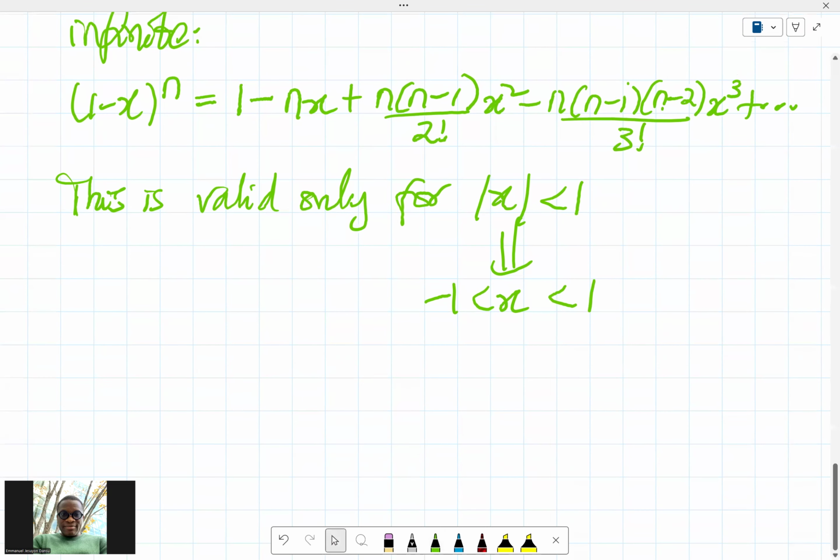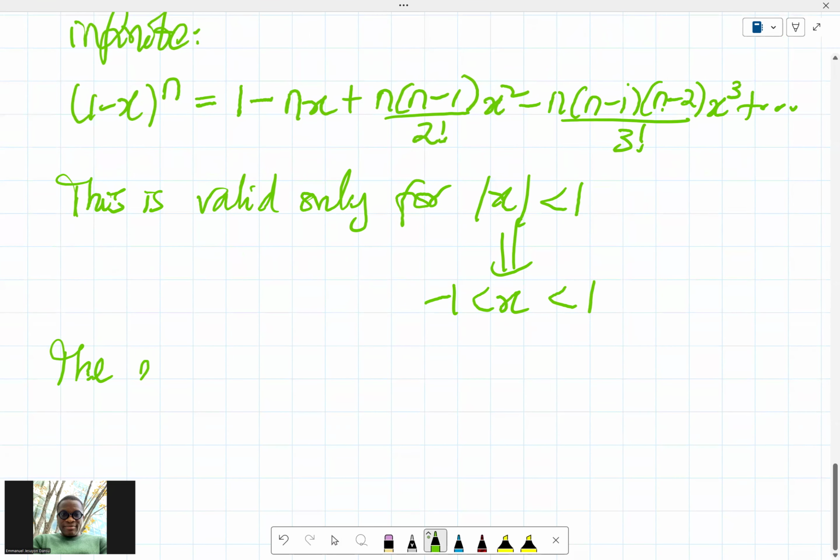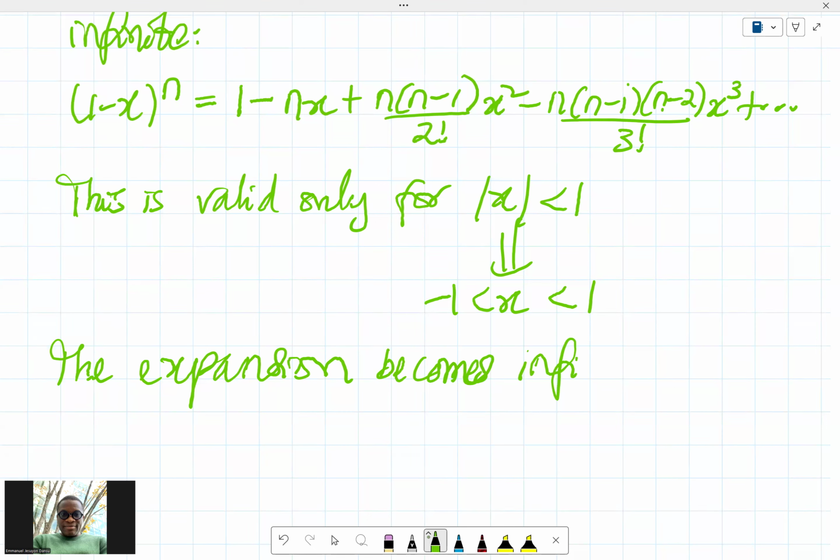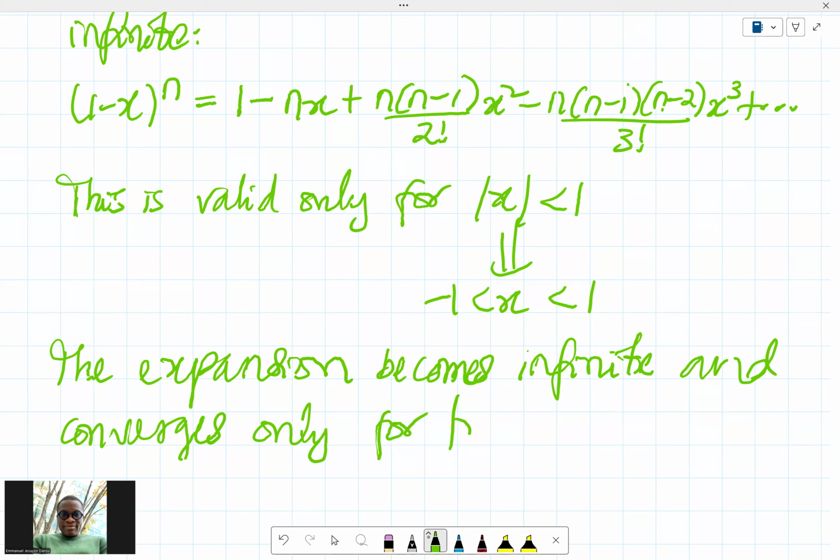So in essence, what we are saying here is that the expansion becomes infinite and converges only for absolute value of x less than 1. So that's exactly what that is about.